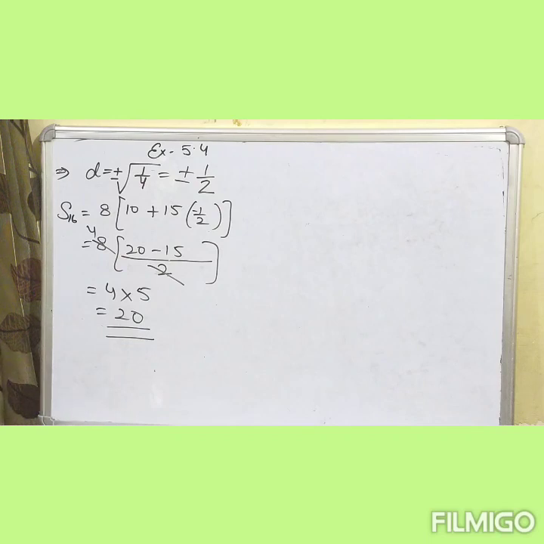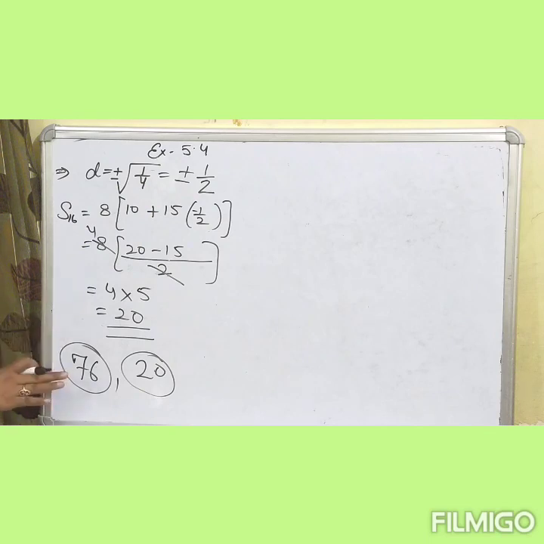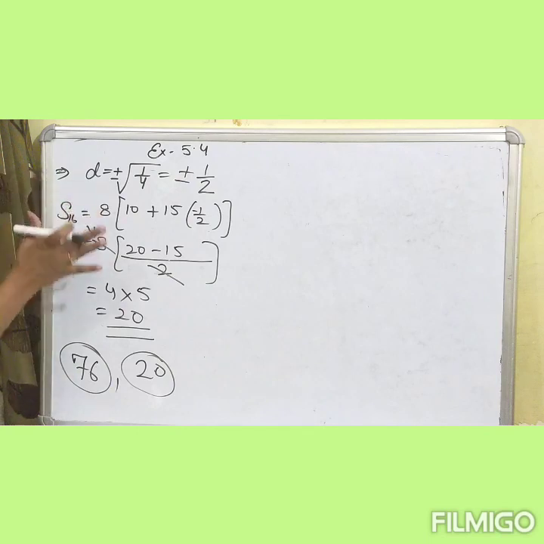So we have two answers here. One is 76 for S16 and the other is 20, because we have two values of D. So we have to make two cases and then find out the two values of A, and from there we get two answers. So these two are the answers.